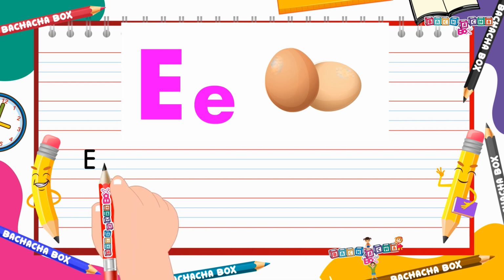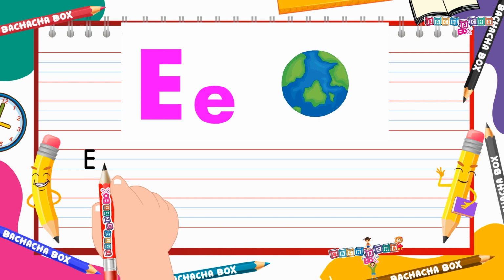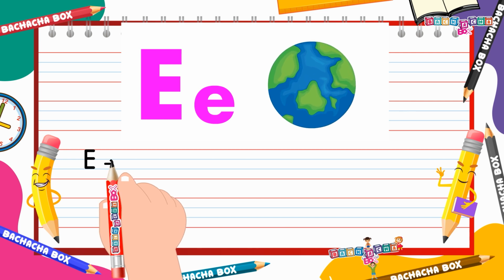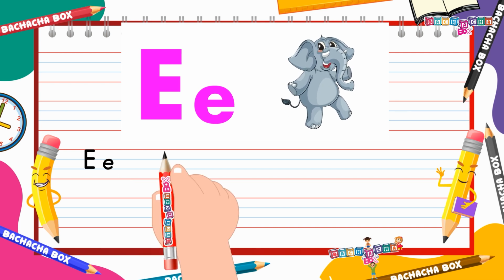One standing line with 3 sleeping lines make capital E. A sleeping line with a continuous curve up to down makes small e.